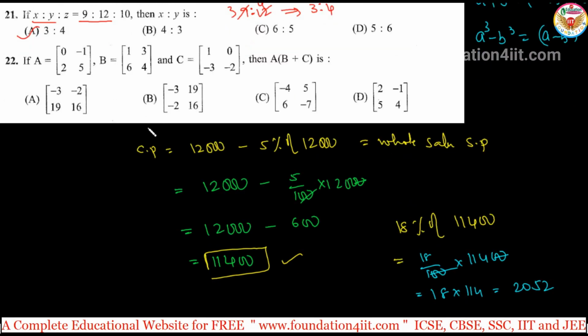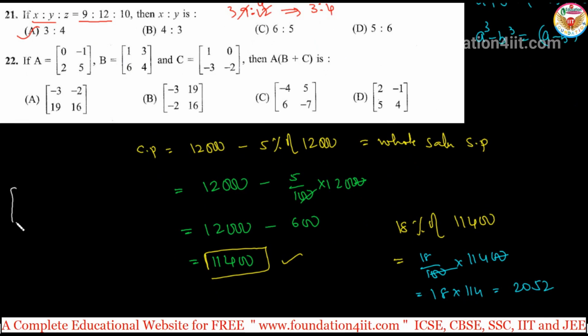Direct. So 3 is to 4 is this. Next, matrix multiplication here. A, B, C. A into B plus C. First we need to add the matrices B and C, then multiply with A. Okay. First, the addition of this matrix.